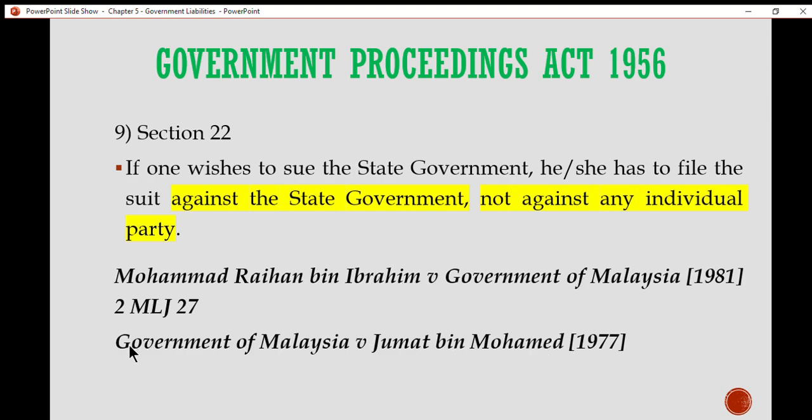Another case that you may read is Government of Malaysia against Jumat bin Muhammad. This also involves a school teacher.